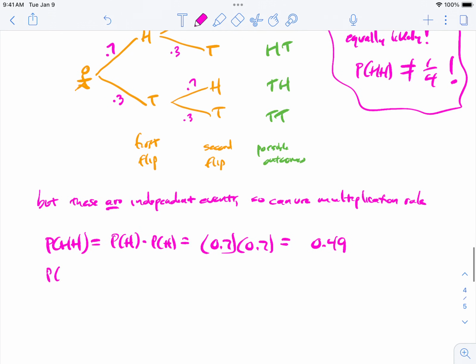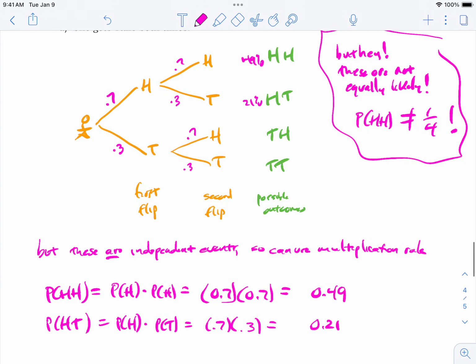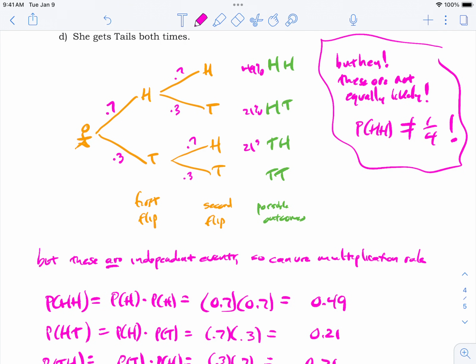And we can work out the other ones too. So I think the next question was heads and then tails. Well, you take the probability of heads on the first times the probability of tails on the second. Heads on the first is a 0.7. Tails on the second is a 0.3. Those multiply out to 0.21, which means there's a 21% chance of getting heads then tails. Next up, tails then heads. Well, that means you have to first get tails, and next get heads. And so tails is a 0.3, heads is a 0.7. That also comes out to 0.21. Put that up here as 21%.